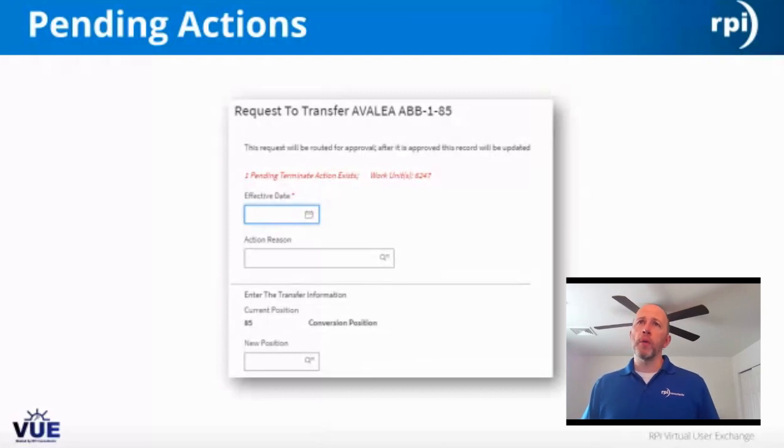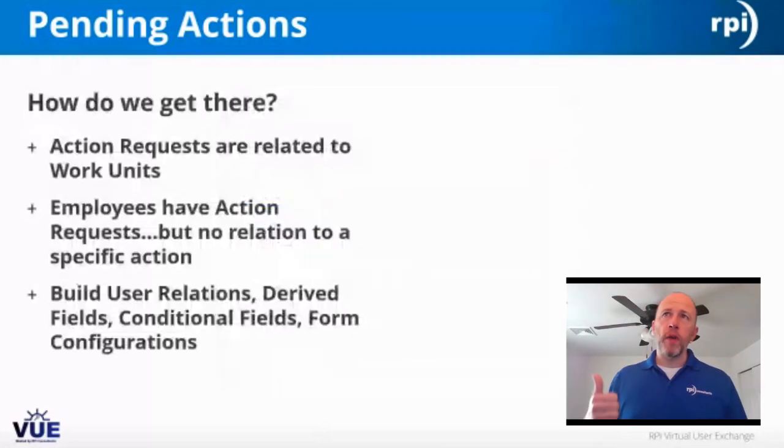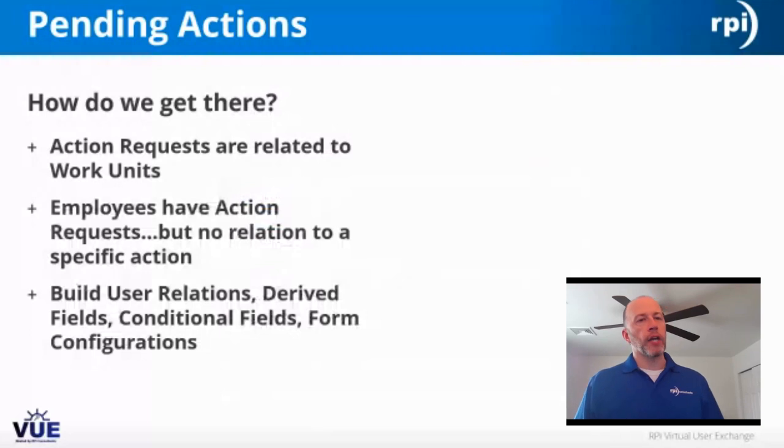So how do we get there? Well, you've got action requests that are related to work units. You have employees that have action requests against them, but there's no relation to a specific action, just in general. So I ended up building a couple user relations, derived fields, conditional forms, and form configurations. So this is the full suite of products here.